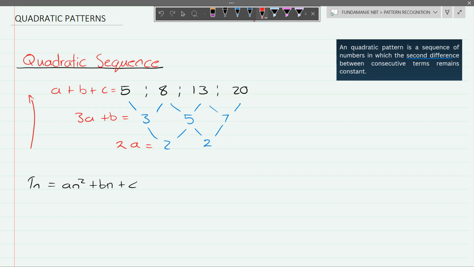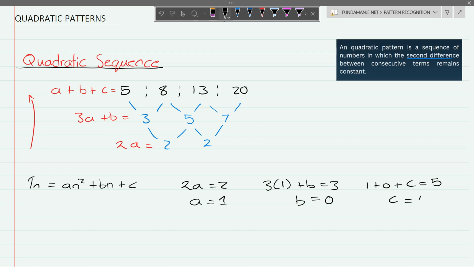Cool. So if we were to get the general formula for this pattern, first of all, calculating for a would have 2a is equal to 2, and then a is equal to 1. Then calculating b would have 3 multiplied by 1 for a, plus b is equal to 3. Taking 3 to the other side, we get 3 minus 3, which gives us 0. Then lastly, a plus b plus c, so 1 plus 0 plus c should equal 5.